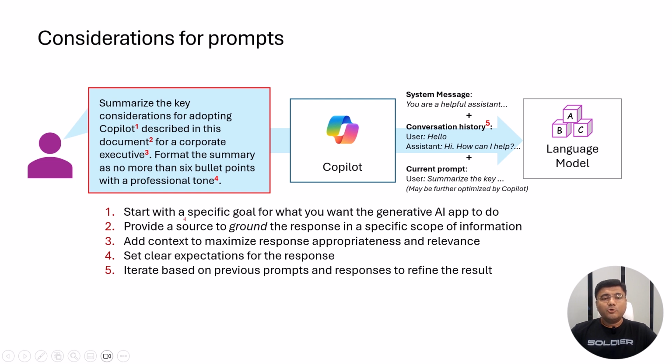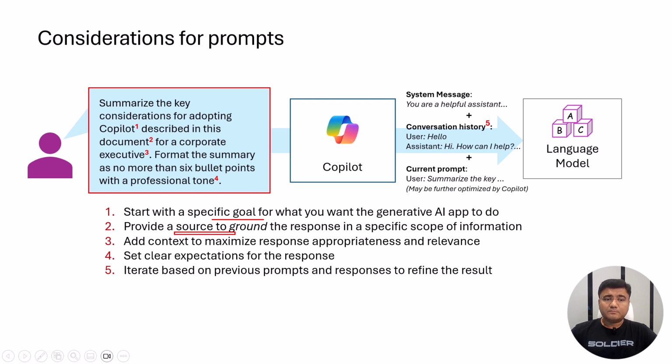The first one is that you should start with a specific goal in that prompt. In my prompt, I'm saying, summarize the key considerations for adopting Copilot. When I do this, my goal is summarization, and I'm specifying that clearly at the start of the prompt. Then we have to provide a source for the grounding content. So you have to mention what kind of data you want to summarize. I am saying here, described in this document. Maybe with this prompt, I'm going to upload or attach one document, and based on the document, it's going to do the summarization.